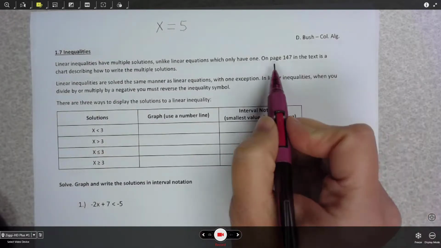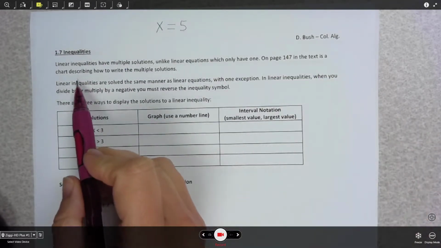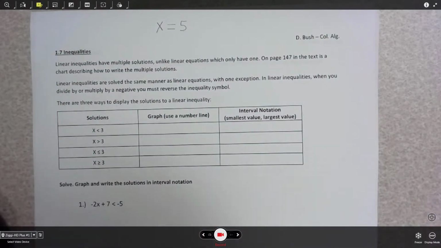Alright, so if you look on page 147 in your textbook, there's a chart that's going to describe how we're going to write the multiple solutions, and there are a variety of ways to do it. Alright, and we're going to look at a couple of those ways down here below.